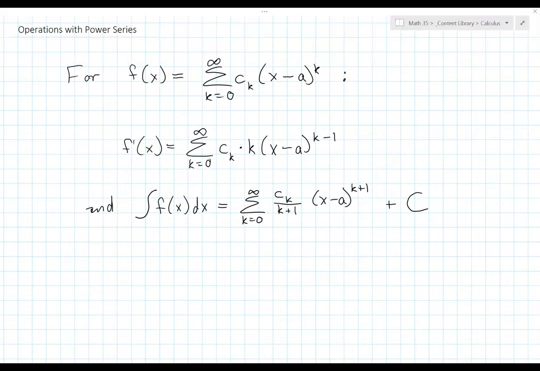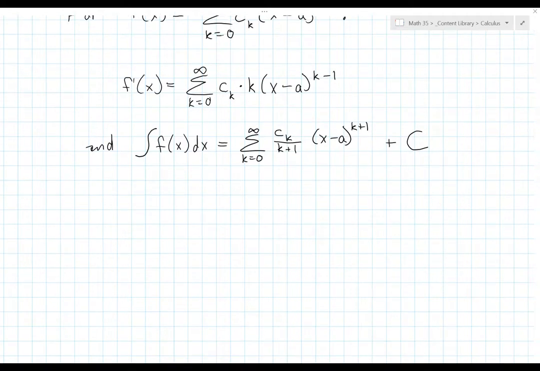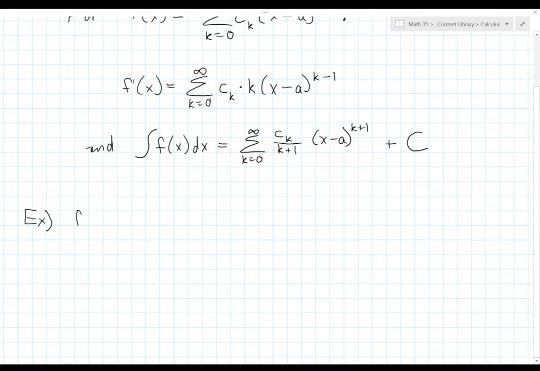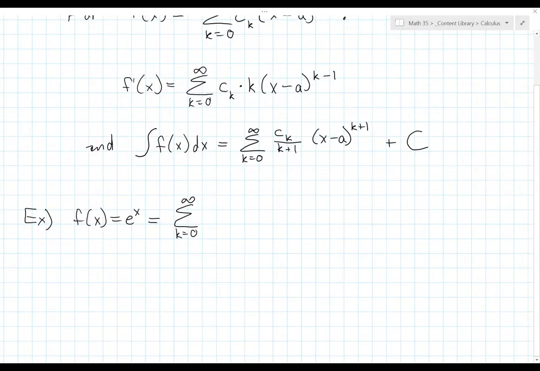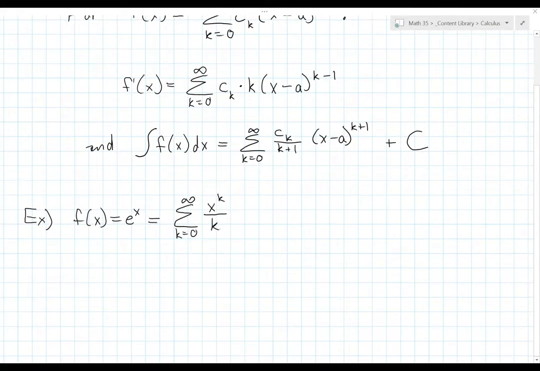So let's look at a specific example, a pretty easy one where we know what the derivative and integral already are. We're going to look specifically at the Maclaurin series for e to the power of x. So f of x equals e to the power of x, which, if we recall, goes something like this: starting at k equals 0 up to infinity, our coefficients are just 1 over k factorial here. And because it is a Maclaurin series, it's centered at 0, so we just have this.